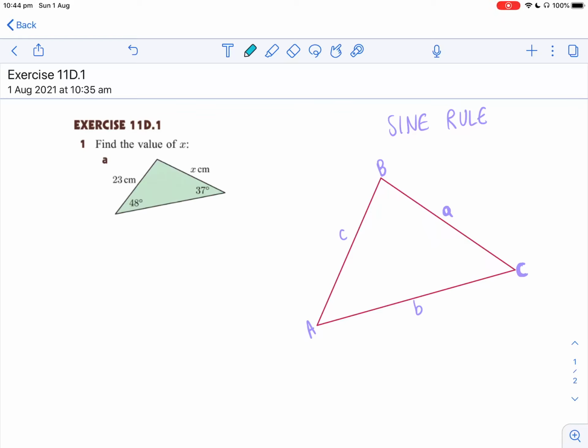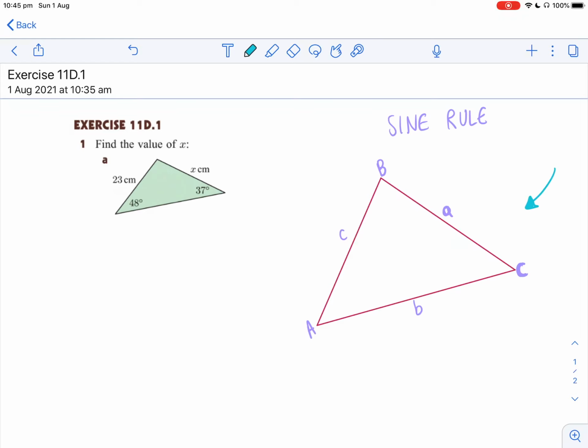Hi everyone, I'm going to go through with you in this video how to use the sine rule to find an unknown side length or an unknown angle in a non-right angle triangle. So I've got my triangle here that I'm going to use as the example.